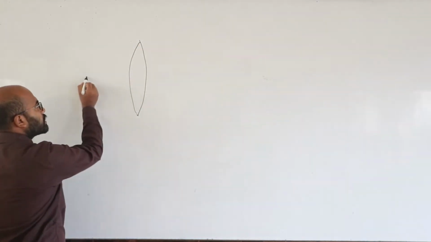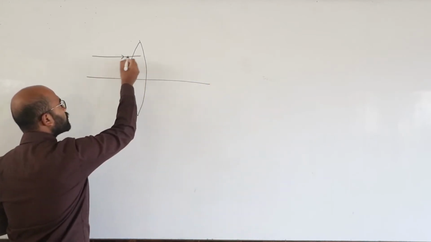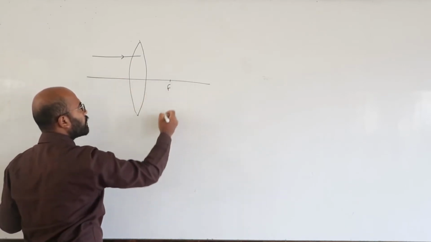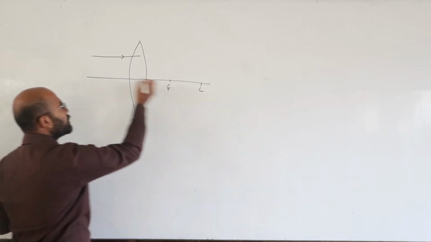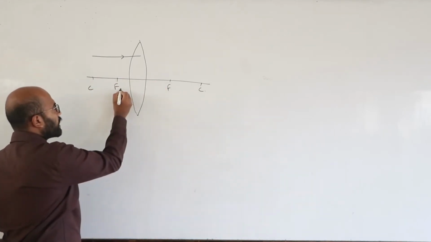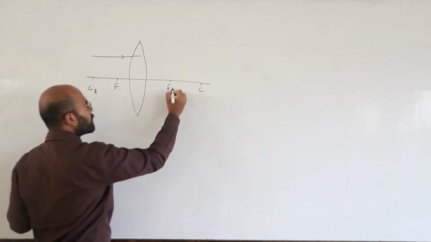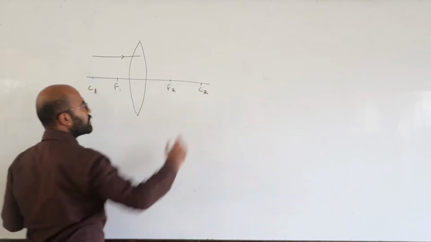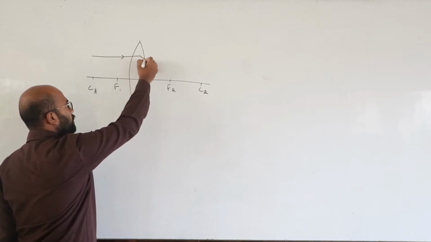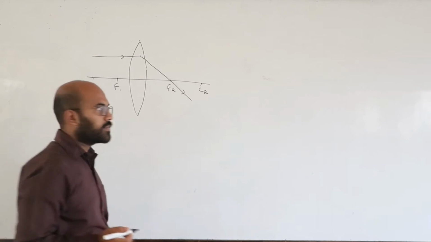So this is a convex lens. The light ray parallel to the principal axis. This is the principal axis. So this is principal focus. This is center of curvature. Similarly, here we have principal focus, center of curvature. So we can label this as F1, C1, F2, C2. The light ray parallel to principal axis after refraction passes through principal focus. So this is the first ray diagram.